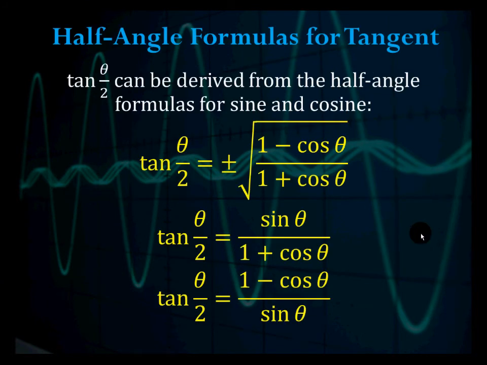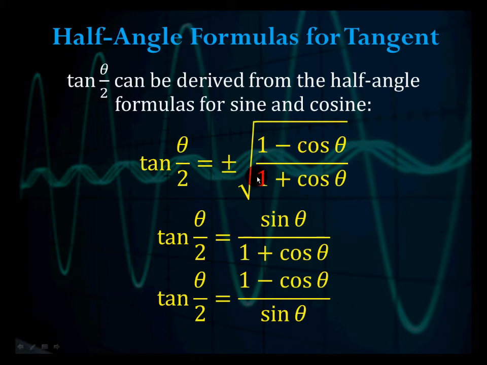Next, we can find the half-angle formulas for tangent. Well, we're not going to find them. I'm just going to give them to you. You can derive them from using the half-angle formulas for sine or cosine. So if you do that, you see that the tangent of theta over 2 equals plus or minus the square root of 1 minus cosine theta over 1 plus cosine theta.